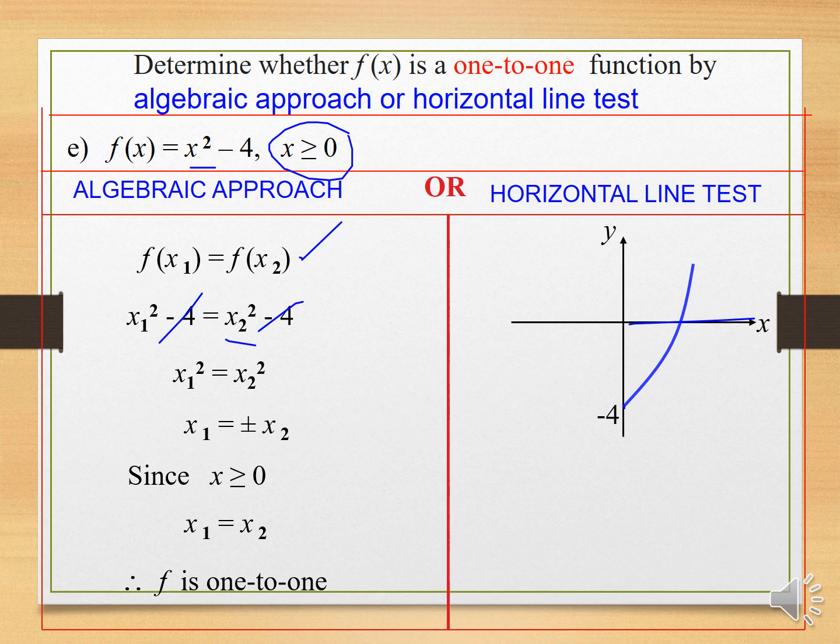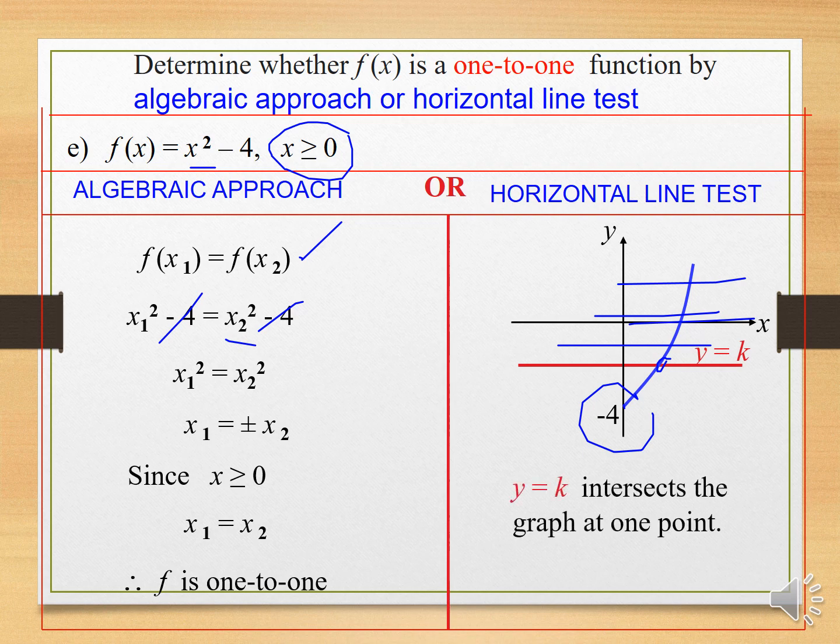Therefore, we can see that the graph goes from 0 to positive infinity, and when x is 0, y equals negative 4. And when we draw a horizontal line y equals k, the graph cuts the line at only one point. If we draw it here, here, here, we also get only one intersection point of the line and the graph. Therefore, this is the graph of a one-to-one function.